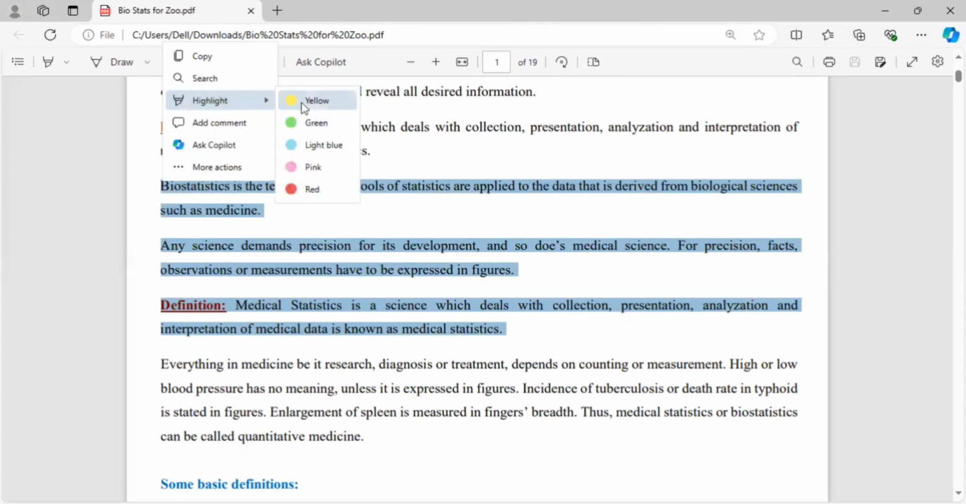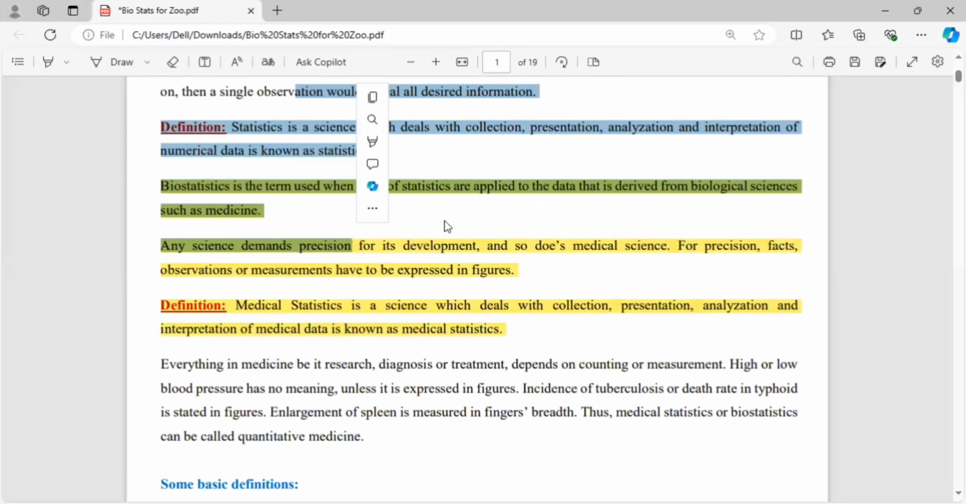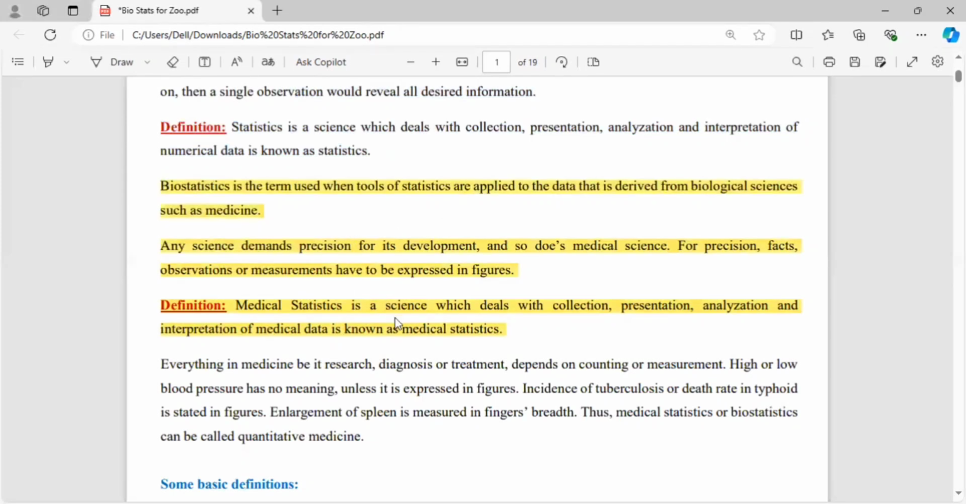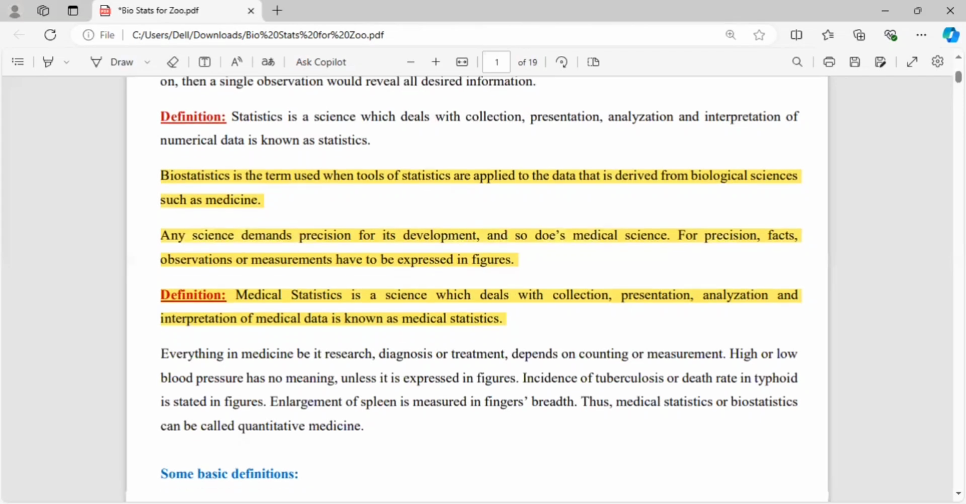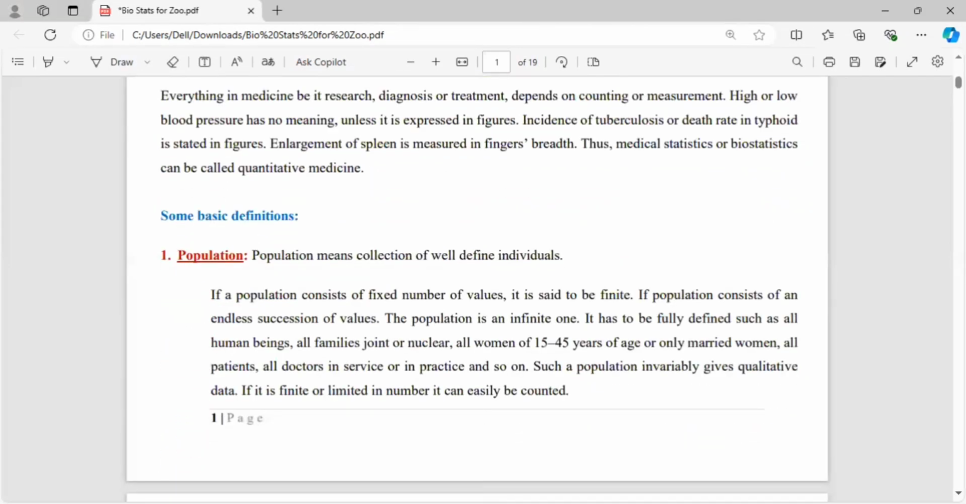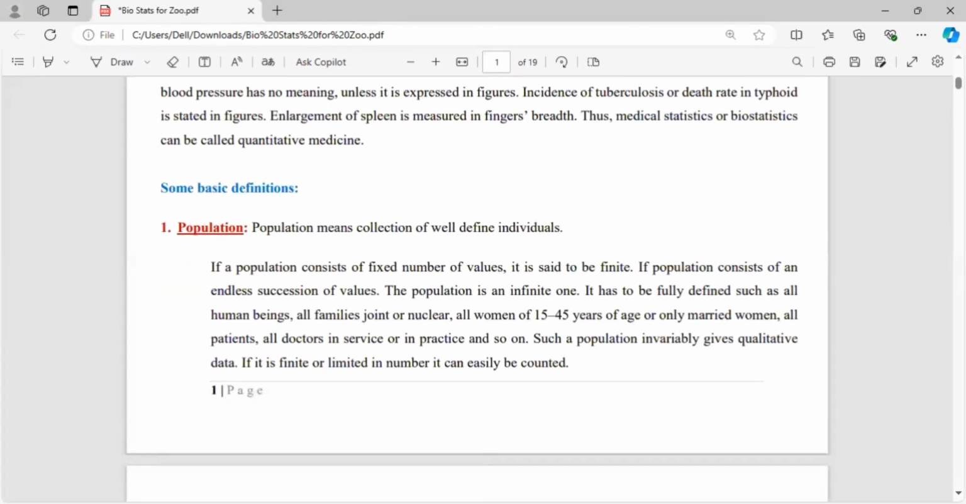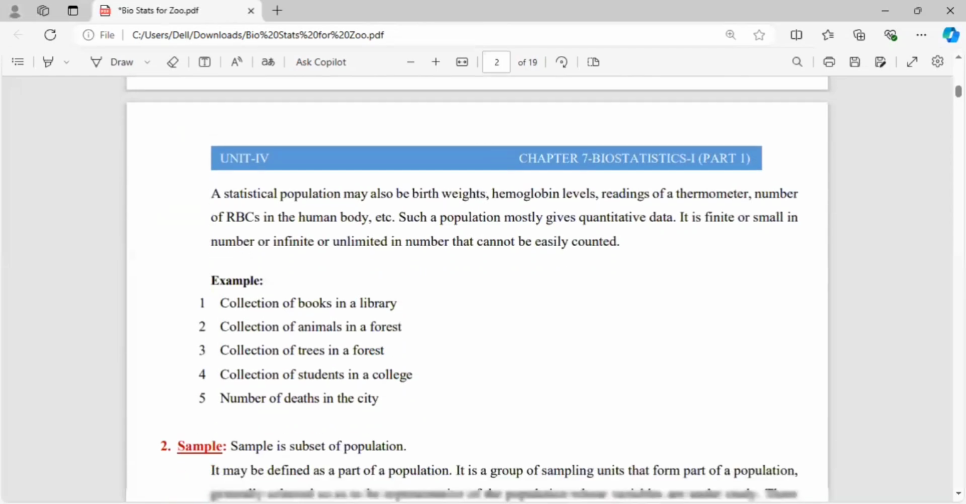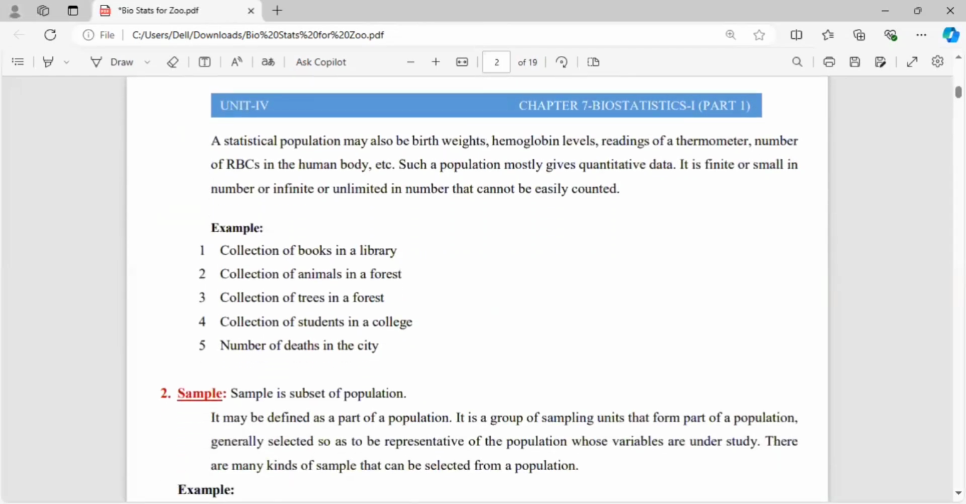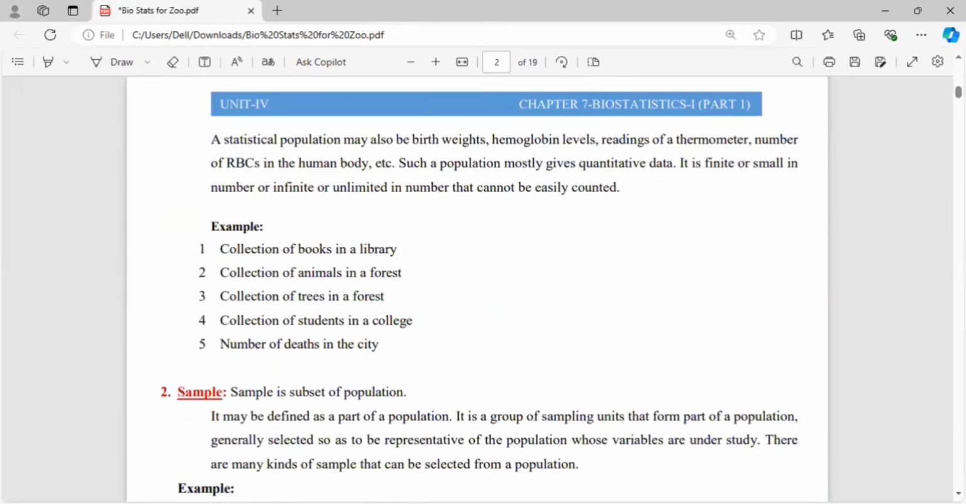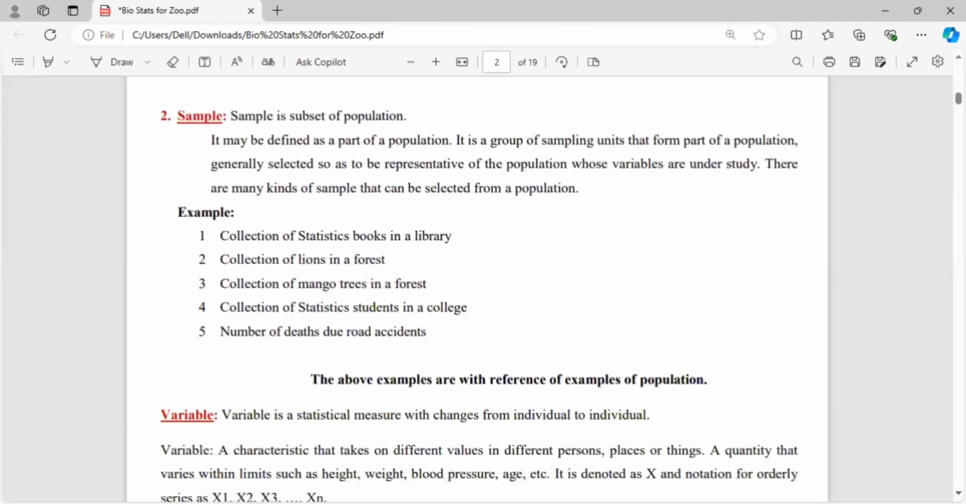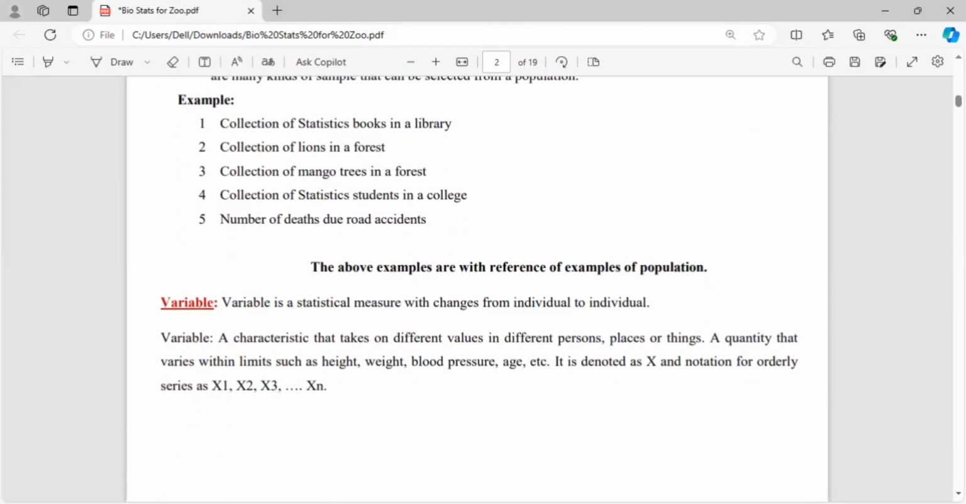Right. So first, we discussed biostatistics. Then we discussed what you mean by medical statistics. Then we discussed some basic definitions such as population, what you mean by population, in that finite population and infinite population. Later, we discussed some examples related to population. Then we discussed sample and examples of samples.